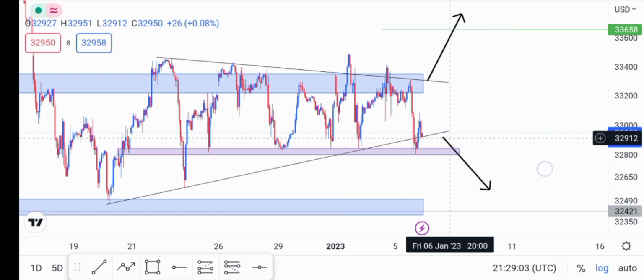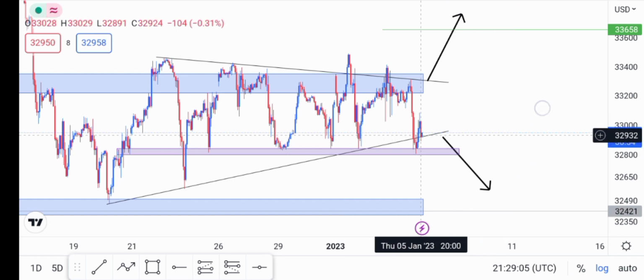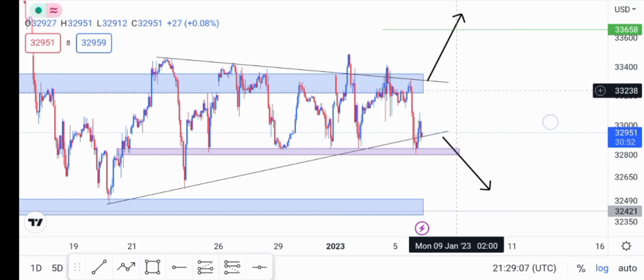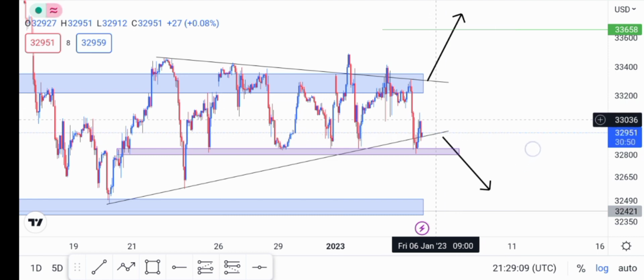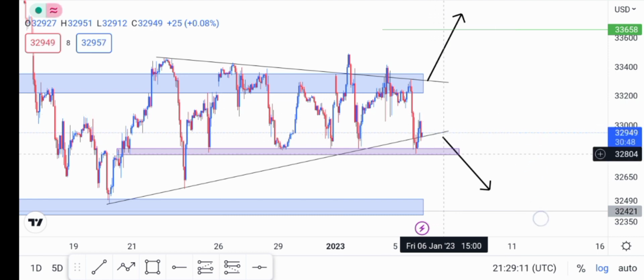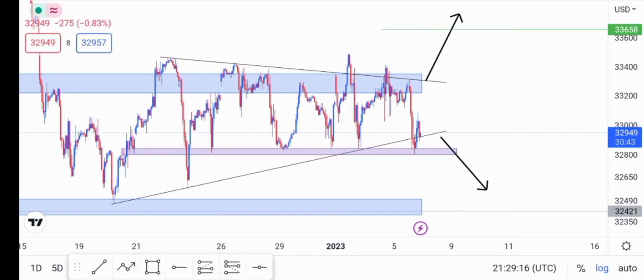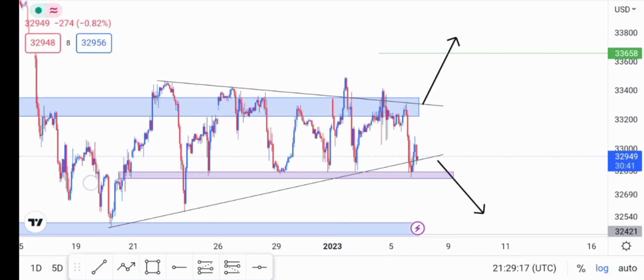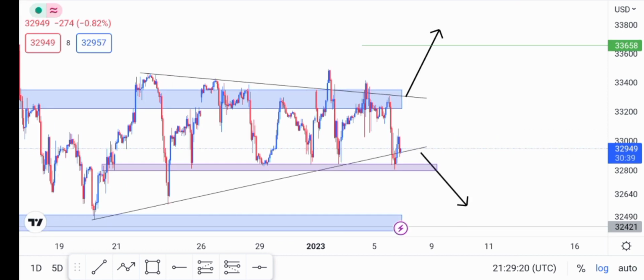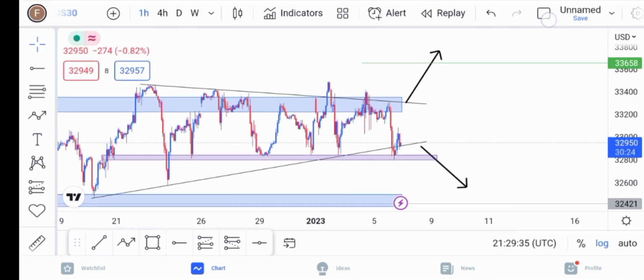And please don't enter here, guys, for the buyers. It is quite risky because the market could just push and touch this area here before shooting to the lower side. So be careful with US30 for now. And if I see the movement by myself, I'll just update it in our group.